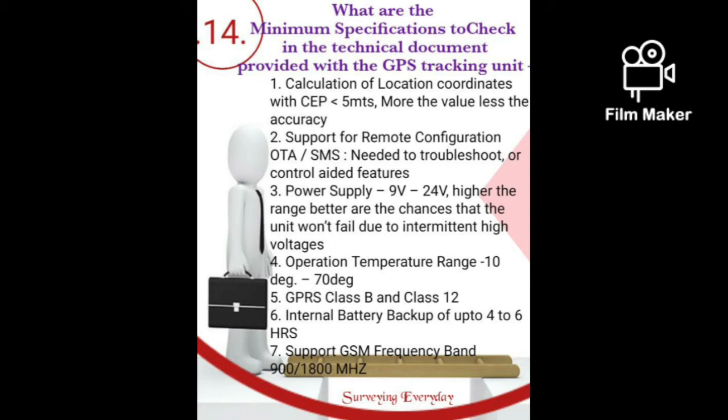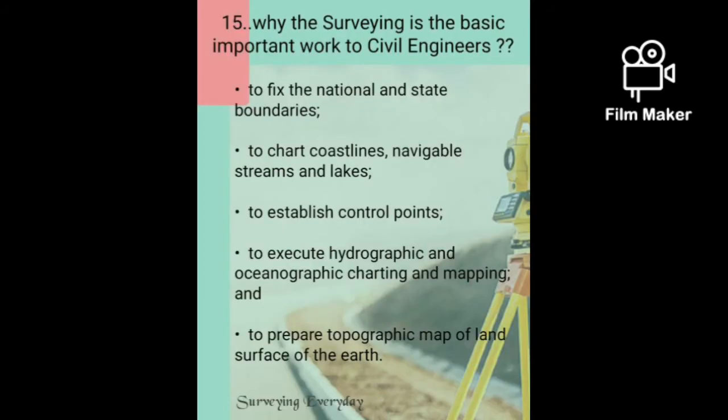3. Power supply 9 volts to 24 volts. The higher the range, the better the chances that the unit won't fail due to intermittent high voltages. 4. Operation temperature range 10 degrees to 70 degrees. 5. GPRS Class B and Class 12. 6. Internal battery backup of up to 4 to 6 hours. 7. Support GSM frequency bands 900 and 1800 MHz.